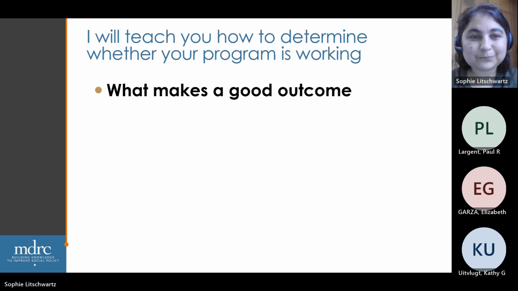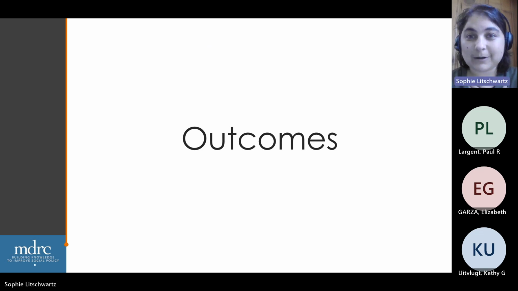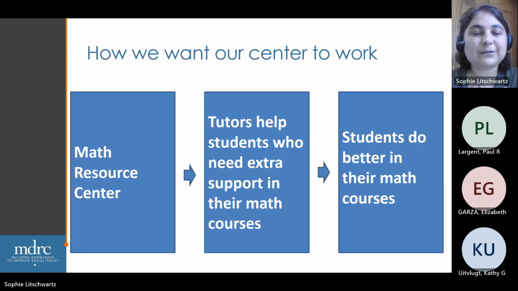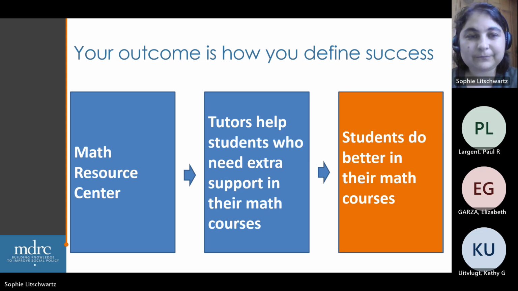So here's the first part, which is what makes a good outcome. Now we're going to talk about outcomes. This is a logic model of how I want my center to work. I have my math resource center. Tutors help students who need extra support in their math courses. And then students do better in their math. This last thing, that's my outcome. It's how I'm going to define success.